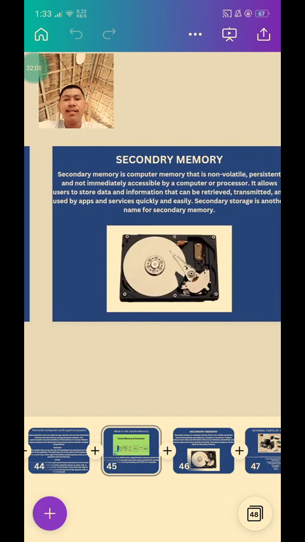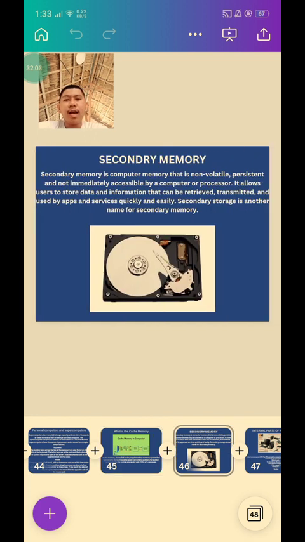Okay? Next. Secondary memory. Secondary memory is a computer memory that is non-volatile, persistent, and not immediately accessible by the computer or processor. It allows users to store data and information that you can retrieve, transmit, and use by apps and services quickly and easily.